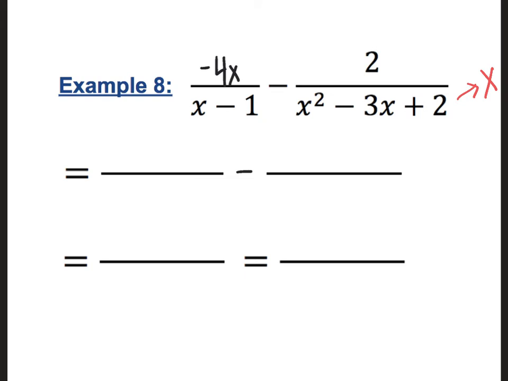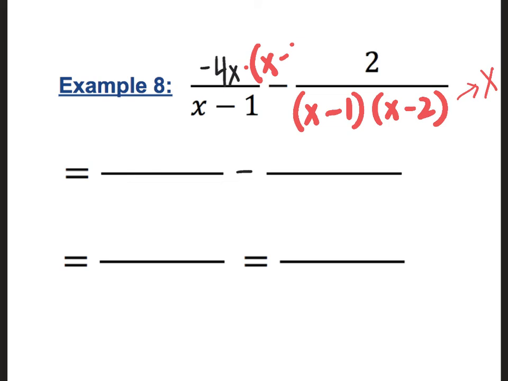If you remember from before, when you factored this thing, you got x minus 1 times x minus 2. Notice that that means that your first fraction is missing x minus 2 on the bottom, so you're going to multiply the top by x minus 2 and the bottom by x minus 2.